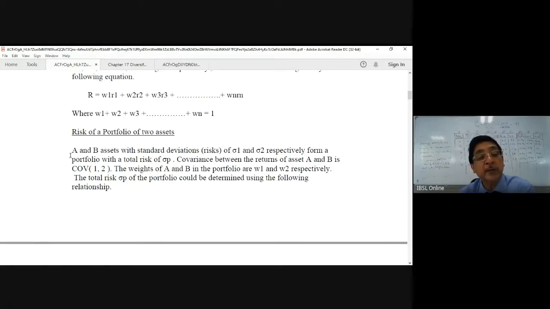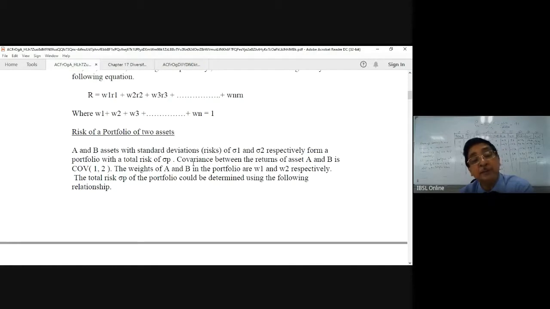We have taken it as asset A and asset B. We need to know asset A's risk and asset B's risk, and asset A's return and asset B's return. Not only that, we need to know the covariance between these 2 assets. For that, we have arrived at a certain formula.